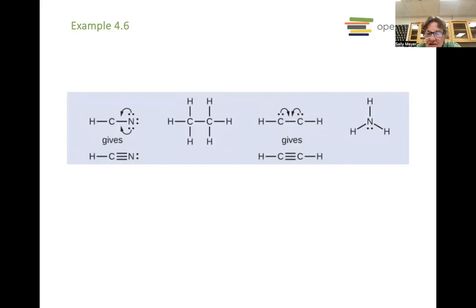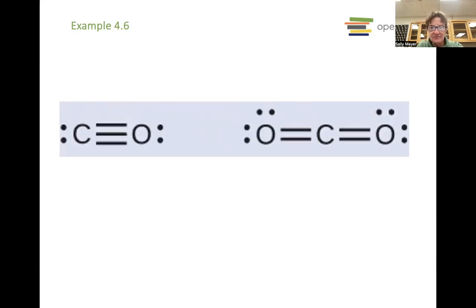When you look at the third one from the left, you have 2 pairs of electrons on carbon, but they still don't have an octet, so you have to share more. And by sharing more, you can get each to have 8 electrons. And on the far right, the ammonia, once we put that lone pair on there, nitrogen has an octet and each hydrogen has 2 electrons.